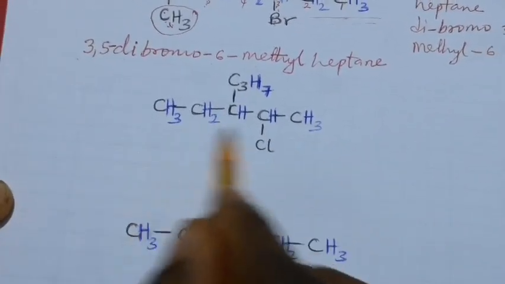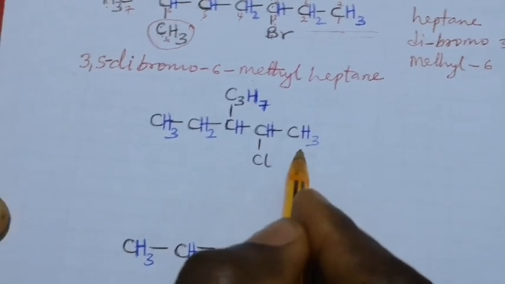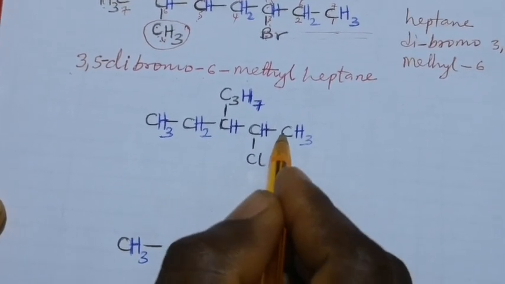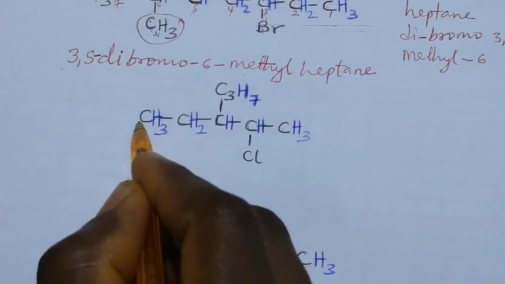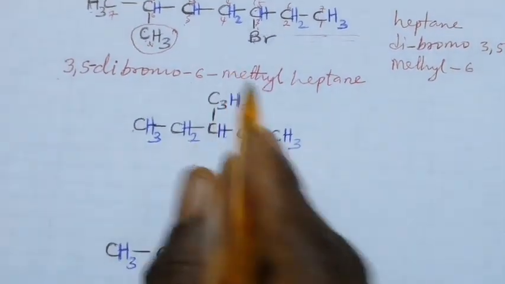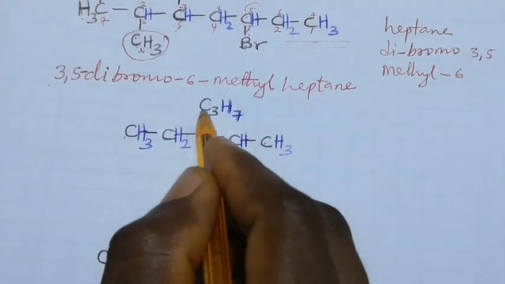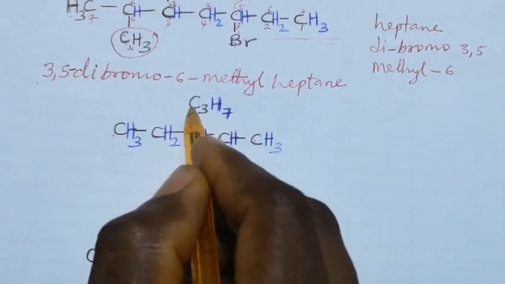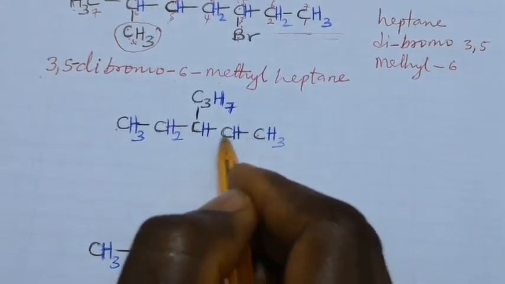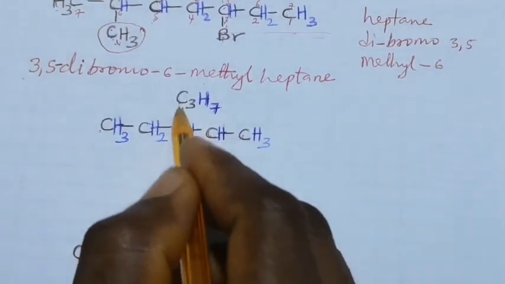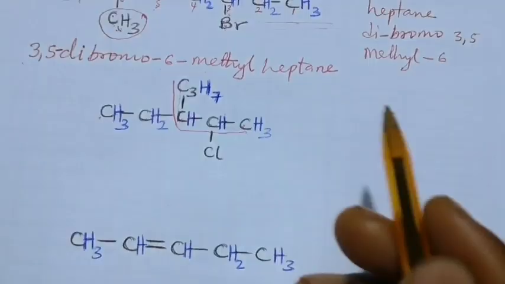Okay, let's look at how to name this very compound. Now in this compound, let's recognize the parent chain. 1, 2, 3, 4, 5. That is for this one. Then let's follow this side and count. We have 1, 2, 3. In this place we have 3 carbon atoms. So that means 3 plus this 3 is 6. So our parent chain is going to go like this.